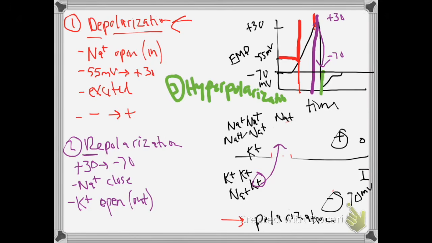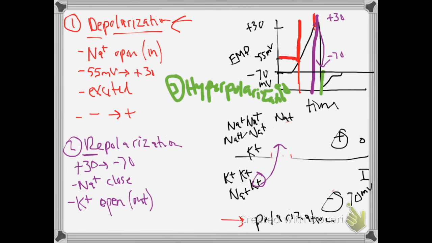All right, so those are your three different phases of an action potential. And this hyperpolarization here, it's going to result in our membrane being even more negative than what it normally is. So I don't know, maybe it's like negative 90. I don't exactly know what the millivoltage is.